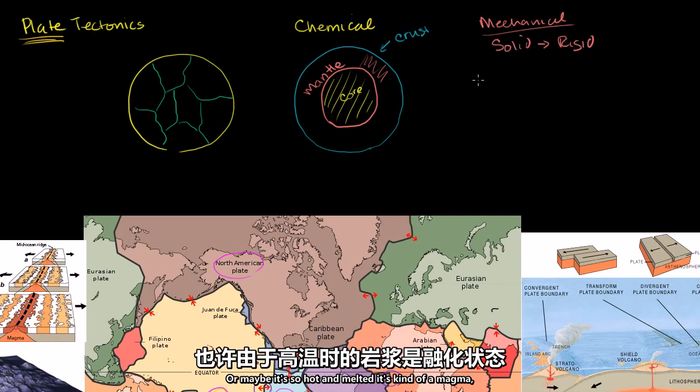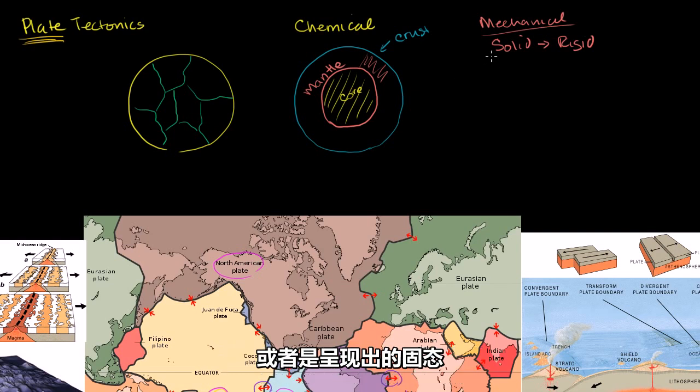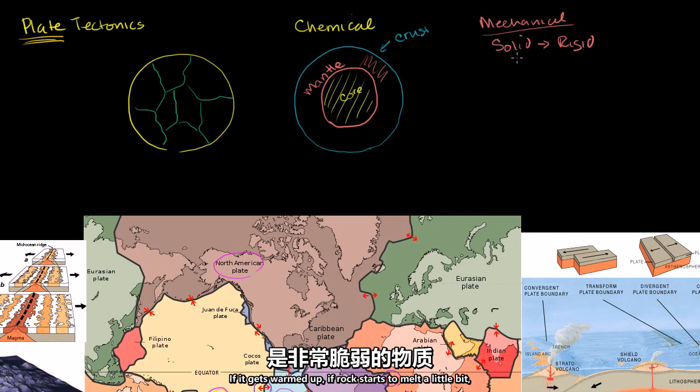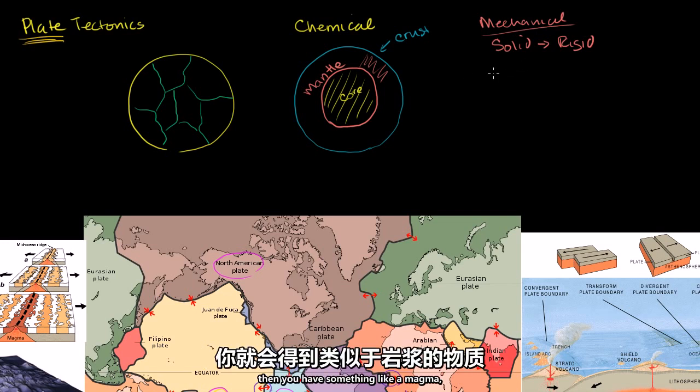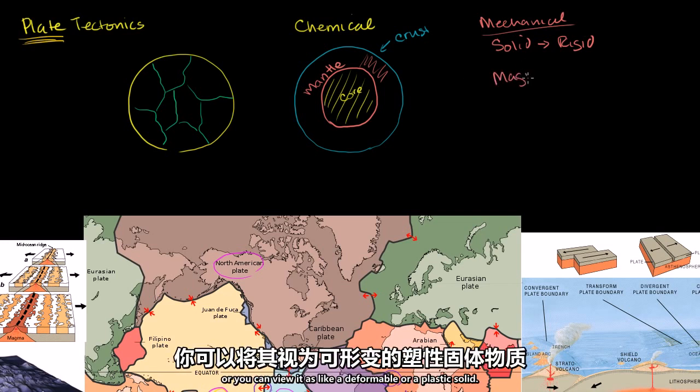Or maybe it's so hot and melted, it's kind of a magma or a kind of a plastic solid. So then, this would be the most brittle stuff. If it gets warmed up, if rock starts to melt a little bit, then you have something like a magma, or you can view it as like a deformable or a plastic solid.